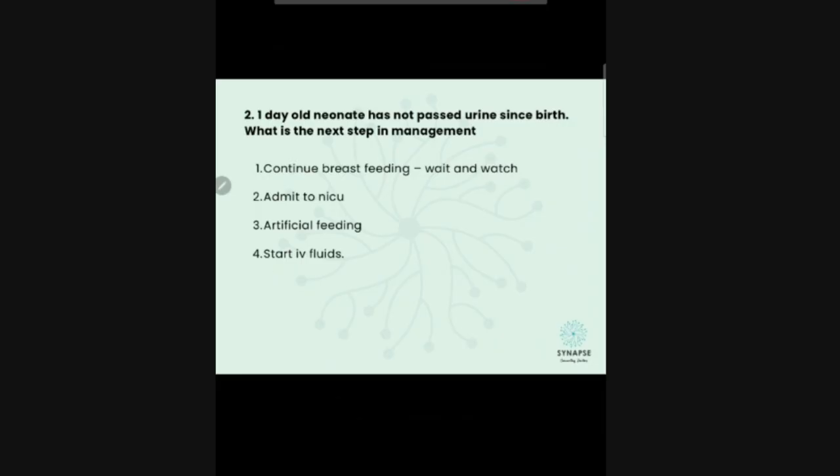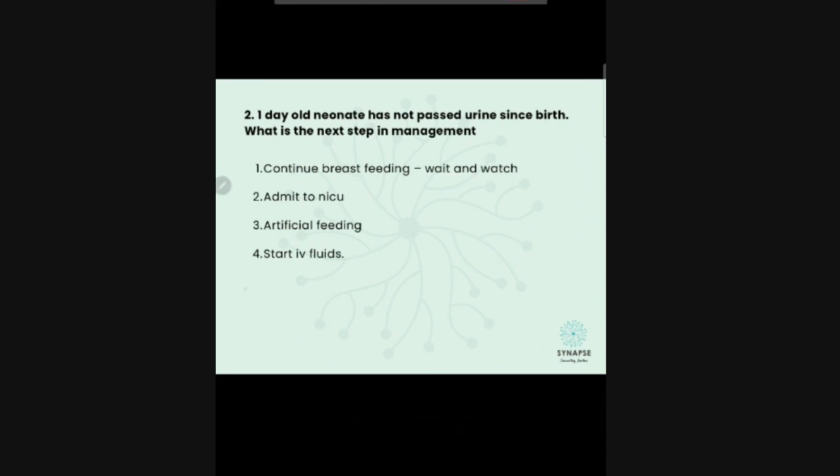What is the common mistake we make? Thinking of dehydration, for a 1 day old neonate who has not passed urine, we normally say start IV fluids. Or some of us say, just put on artificial feeds. But exclusive breastfeeding till 6 months is what our infant and young child feeding practices, IYCF, advises us. So never make a mistake in that.